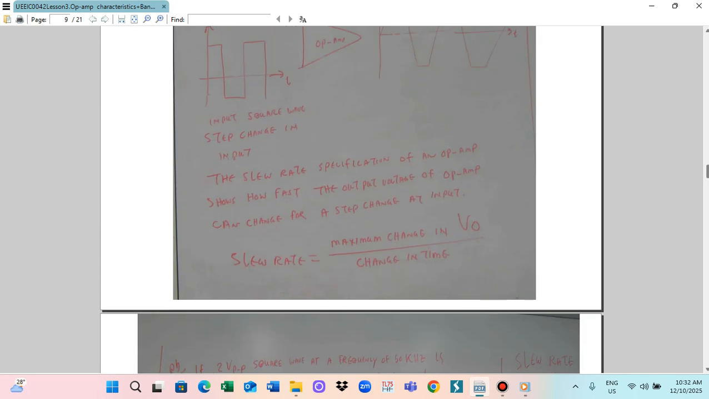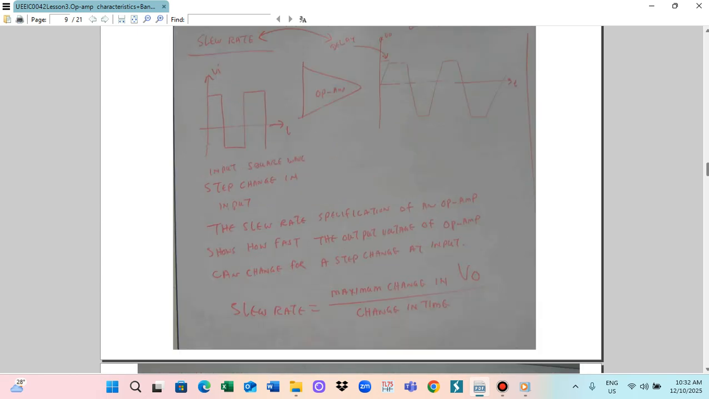Because the input changes instantly, but the output will not change instantly. It waits for some time. So this is the delay. The delay time we can also call the slew rate. So this is the slew rate definition, then the slew rate specification.